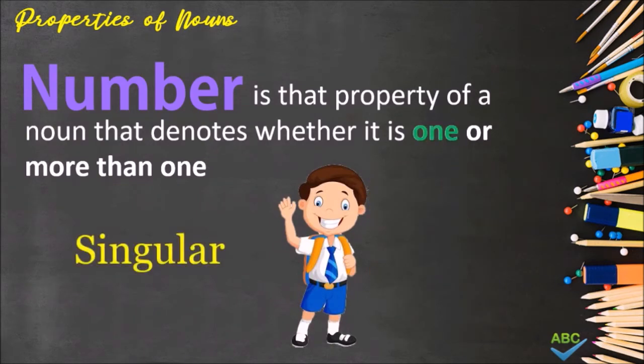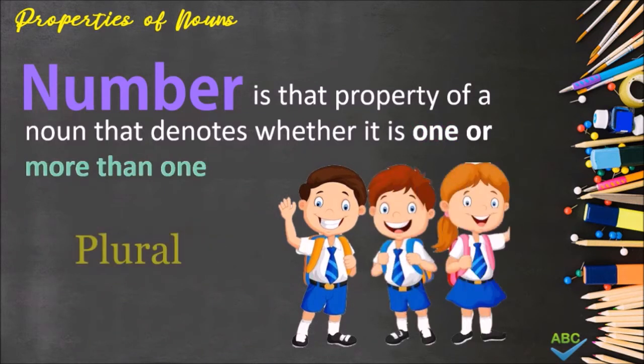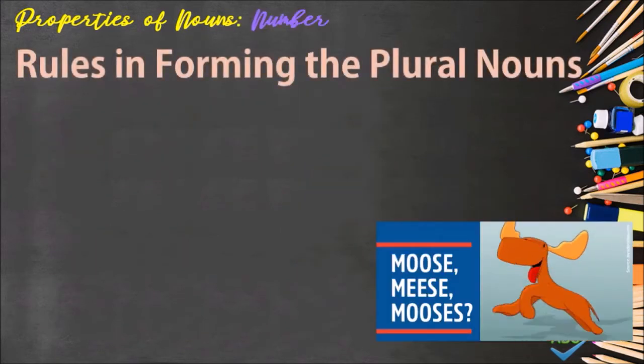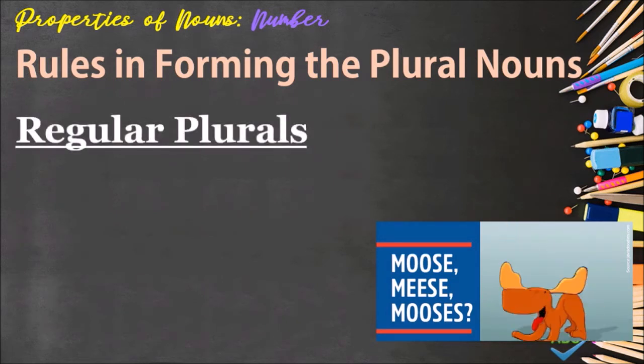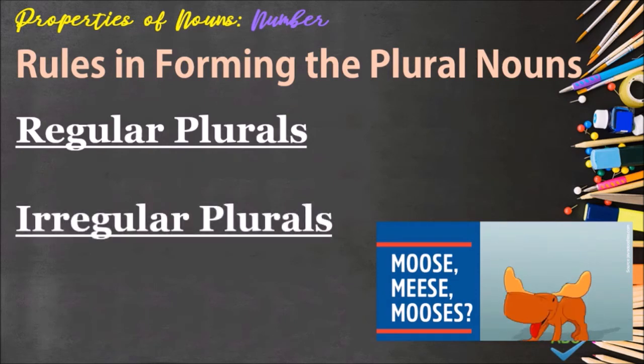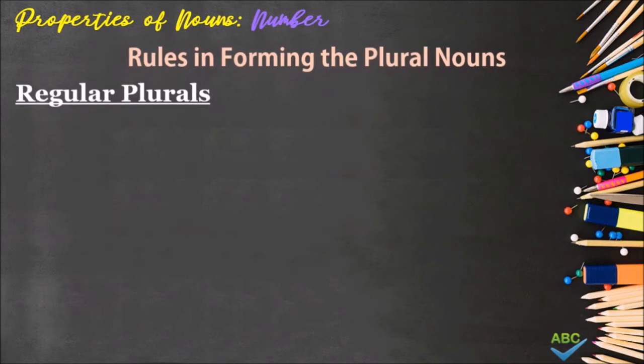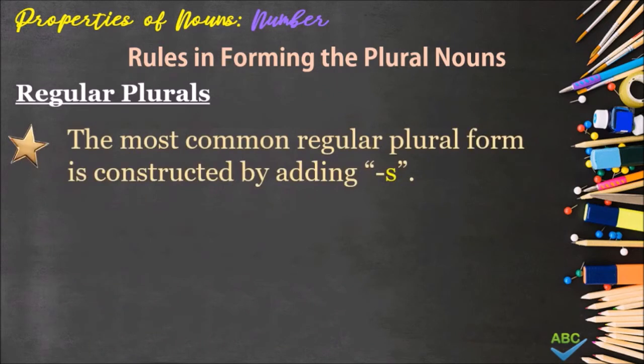If the noun is only one, it is called singular. If there are more than one, it means plural. There are rules in forming the plural noun. It can be classified as regular plurals and irregular plurals. For the regular plurals, here are the rules. The most common regular plural form is constructed by adding s.